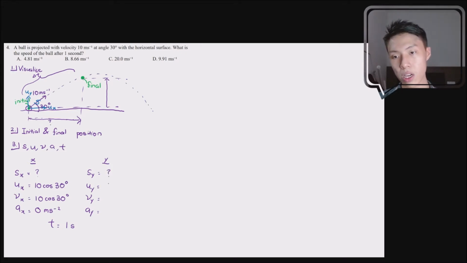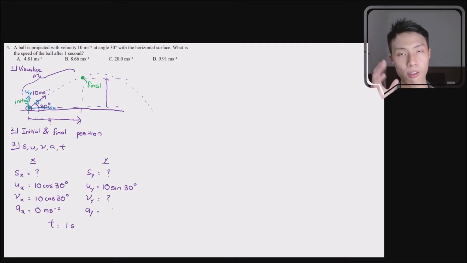Uy we know is the y component of the initial velocity. Initial velocity is here, the y component is this one over here. In order to find uy, we need to use sine, because it's on the opposite side. So this will be 10 sine 30 degree. Do we know the final y component of velocity? We don't know, because we don't know where it even is. So it's difficult to determine the y component of velocity now. So we just leave it blank.